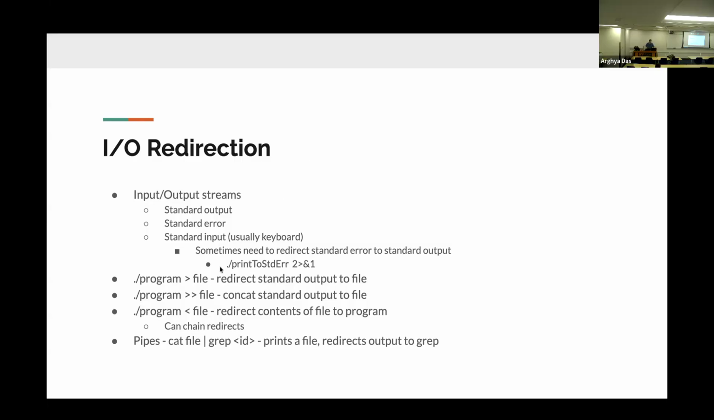And to do that, you just do that. Something prints out the standard error, you do this: 2 greater than sign ampersand 1. That directs it to standard output, and then you can run stuff on it like grep or other commands.